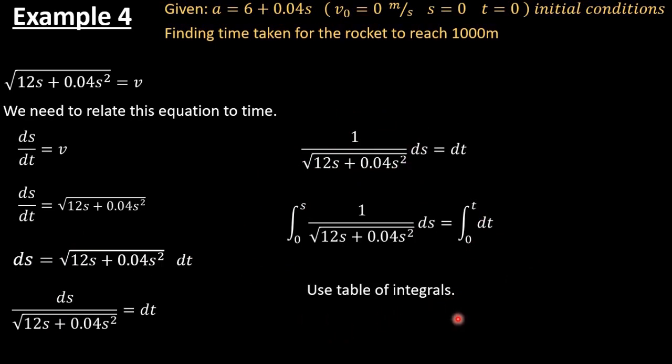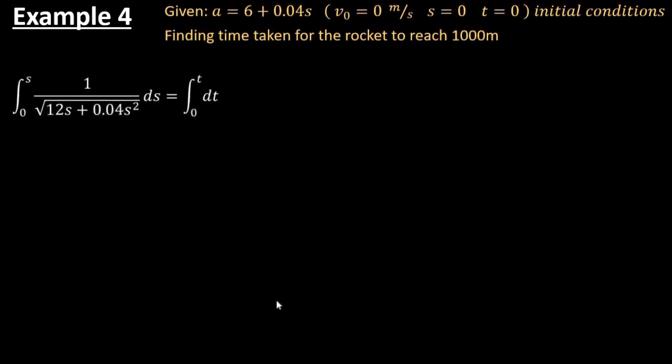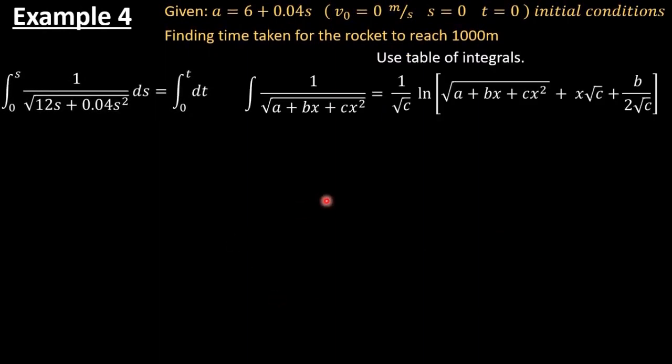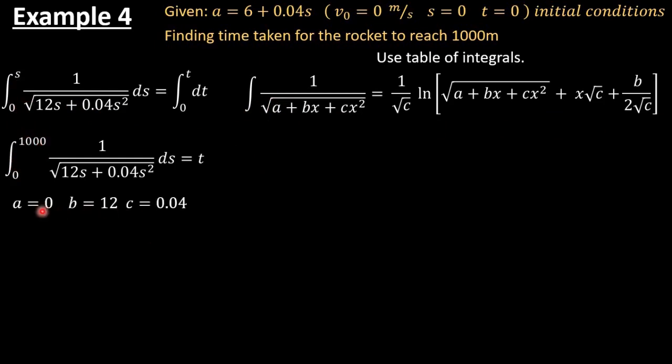So for this I'm going to use the table of integrals. Okay, so if you look at the table of integrals on the formula sheet on the website, you'll find this integral here. Okay, so we've got s and s squared, and we've got x and x squared there, and the a in our case is going to be 0 because we don't have just a single constant. So remember, I want to evaluate for this from 0 to s, where I know s was 1000 meters, and I know a is going to be 0. So in this situation here, a is going to be 0, b is going to be 12. Okay, so b matches to 12, and c there matches to 0.04.